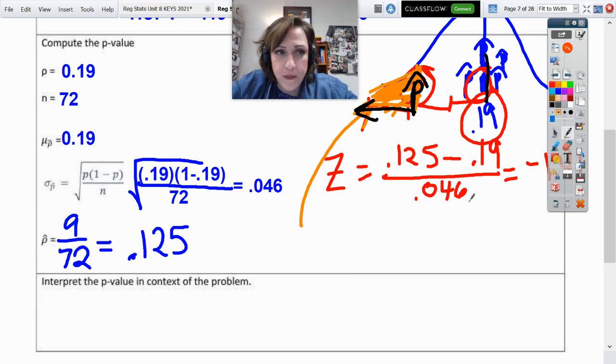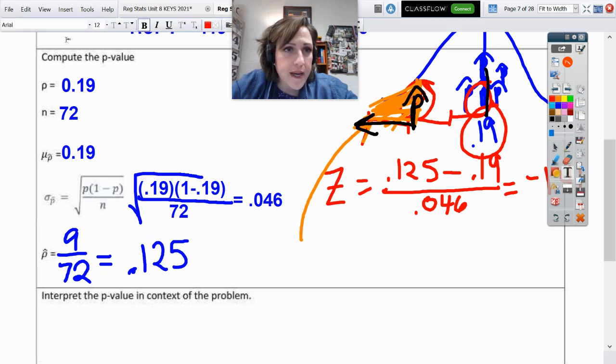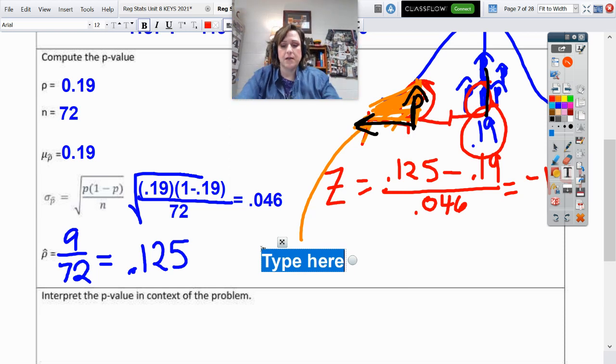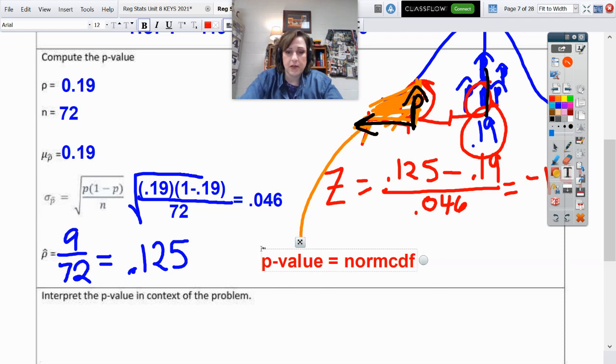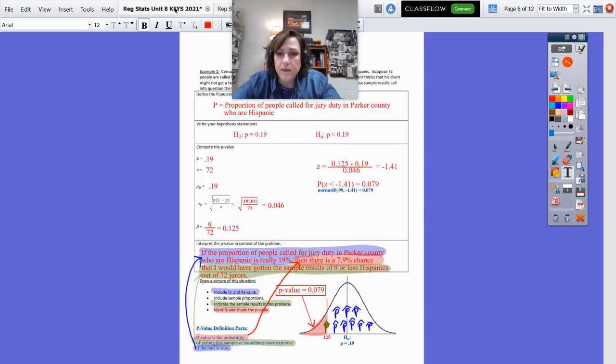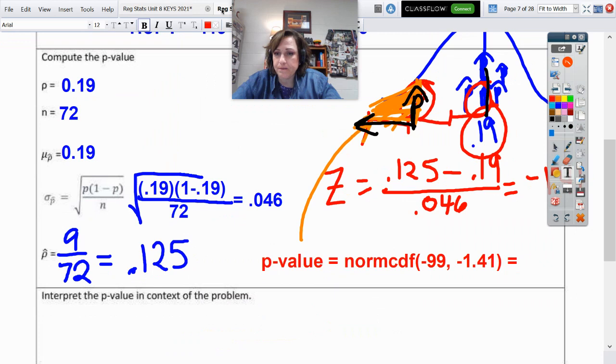Okay, so I'm going to write that out here. Actually, I'm going to type it because it's easier for me to do that. So here I'm going to type that in. Let's see, what is that? P-value equals normalcdf from negative 99, so that's lower, up to that negative 1.41, and that equals 0.079. All right, so there is our p-value.